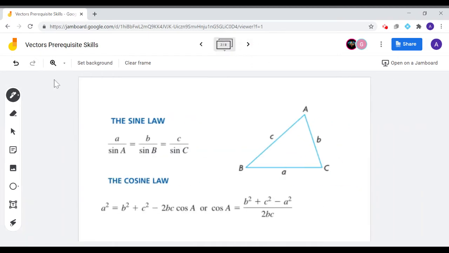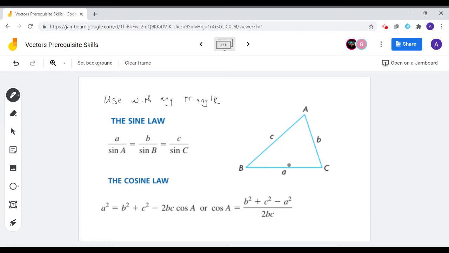Sometimes we have a triangle that's not a right triangle, and then we need to use either the sine law or the cosine law. And those can be used with any triangle, but only in certain situations. So, for example, we can use the sine law when we know at least one angle and side pair.